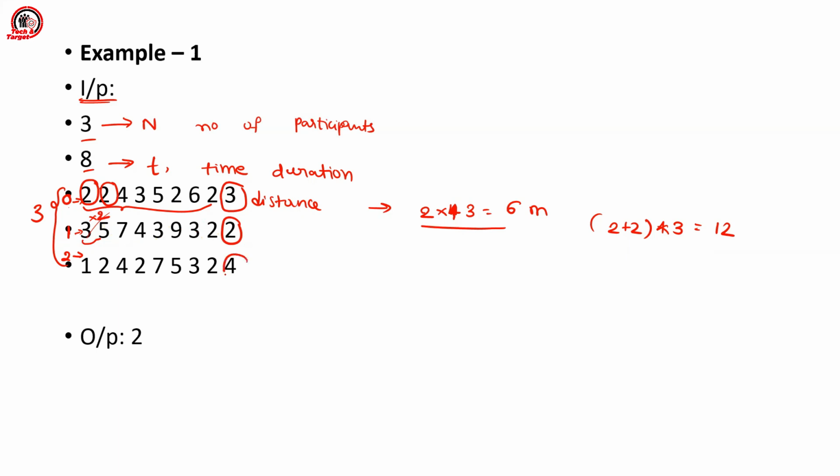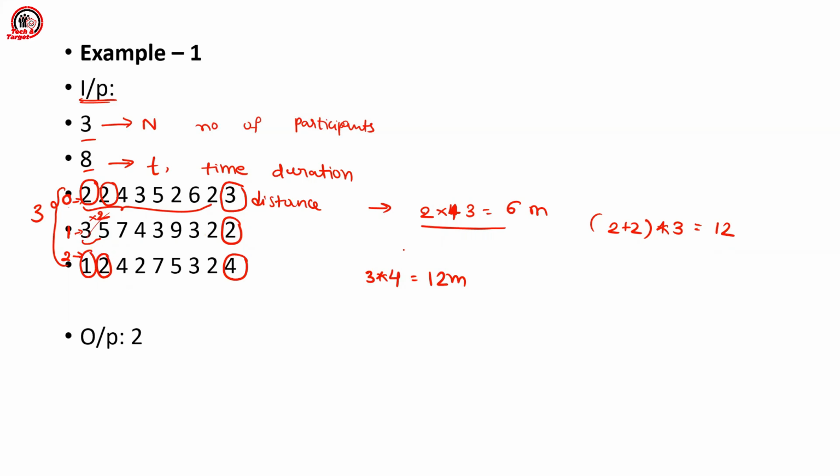And similarly for this person, the distance is 4. So after 1 second, he'll move 1 into 4, that will be 4 meters. And after 2 seconds, 1 plus 2 will be 3, and 3 into 4 will be 12. So 2 plus 1 is 3, and the distance of each step, 3 into 4, 12. So he'll move 12 meters, right? So this person is 12. This person is also 12.